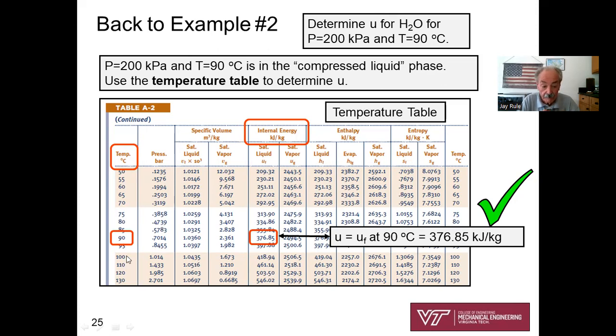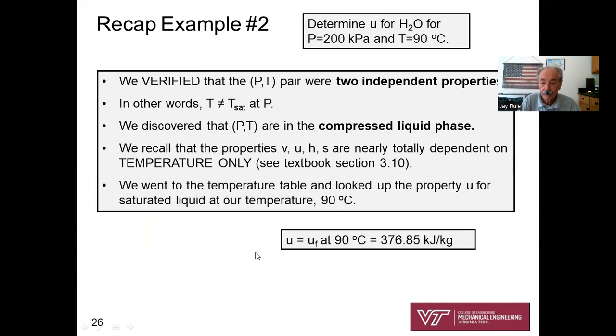Okay, we're going to look up our temperature at 90, and then we're going to look up U sub F at our temperature. It is 376.85, and there's our answer. The internal energy for water at 200 kPa and 90 degrees C, compressed liquid, is 376.85 kilojoules per kilogram. There's our example.